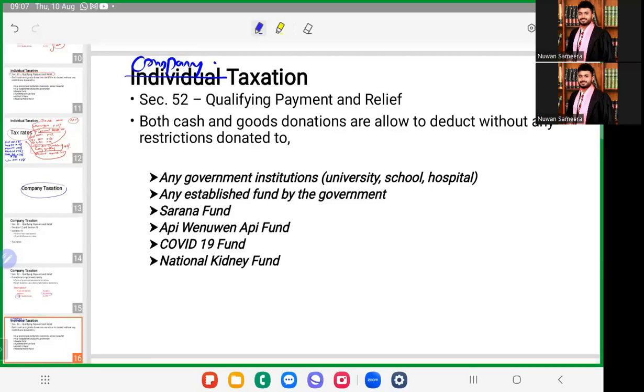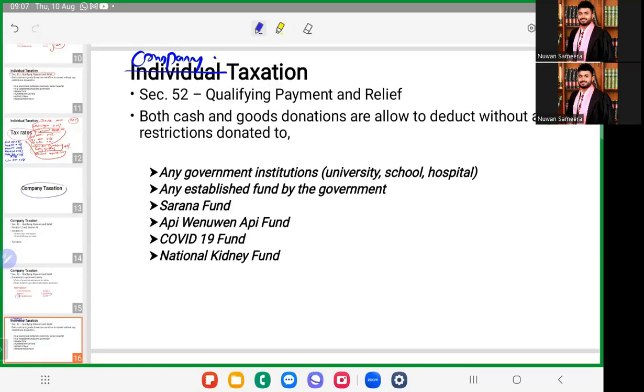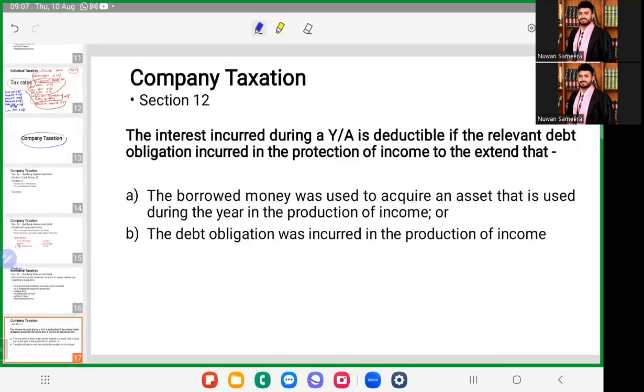Then section 12 regarding the interest expense. Regarding the interest expense, you have to apply section 12 and 18 together. Section 12 highlights the nature of the interest that is allowed for tax purposes.